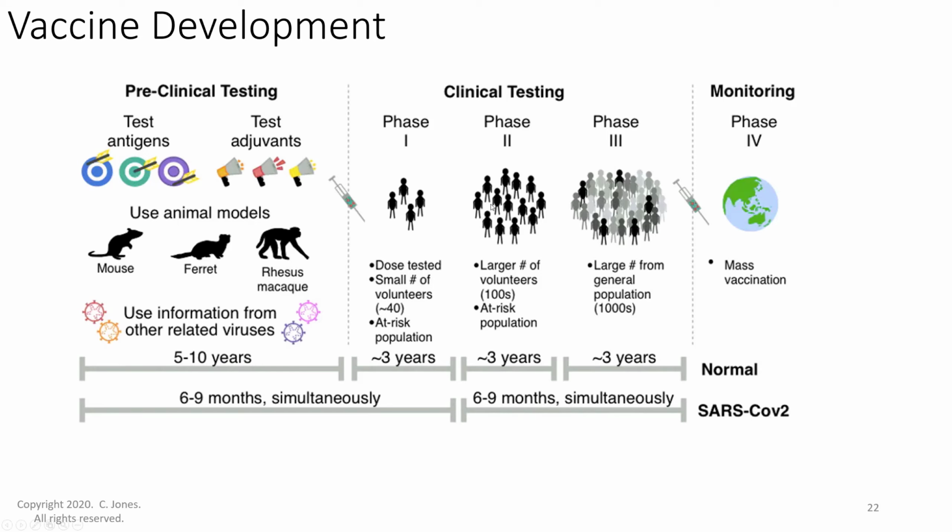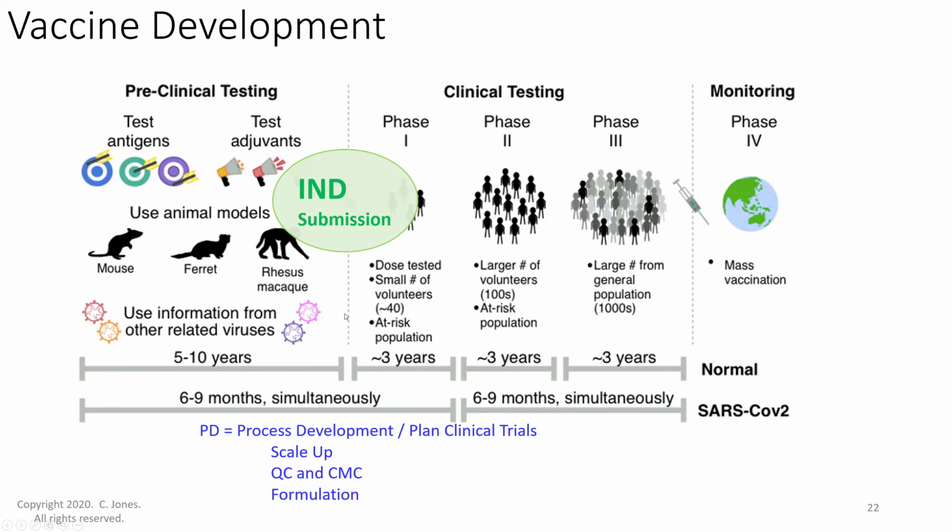We also have to plan for process development. How are we going to make large quantities of the vaccine? How are we going to ensure its quality, quality control? And how are we going to formulate this? How are we going to put the adjuvant, the excipient, and the immunogen, the active ingredient, into the vaccine? And we also need to plan the clinical trials as we do the preclinical testing.